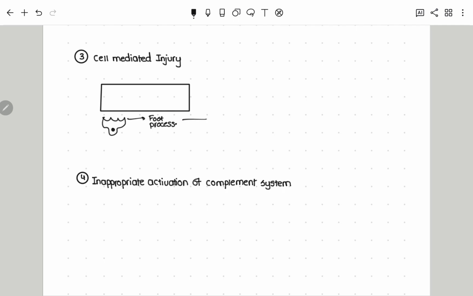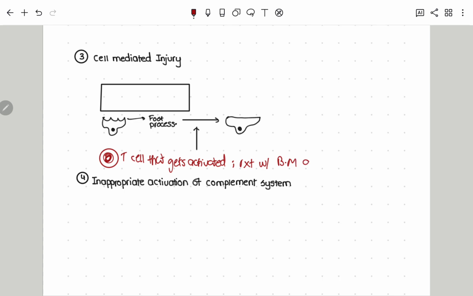And so pay attention here to what happens after you have a cell mediated injury. Firstly, what the cell mediated injury is that you will have a T cell, an immune T cell, that gets activated, and this reacts with basement membrane and it ends up neutralizing the charges that are found on the foot processes of podocytes.